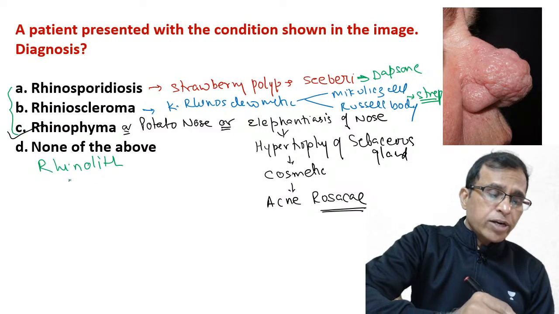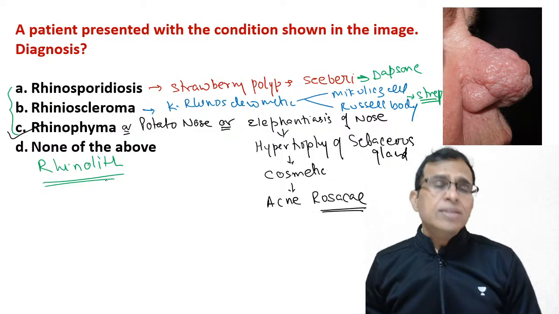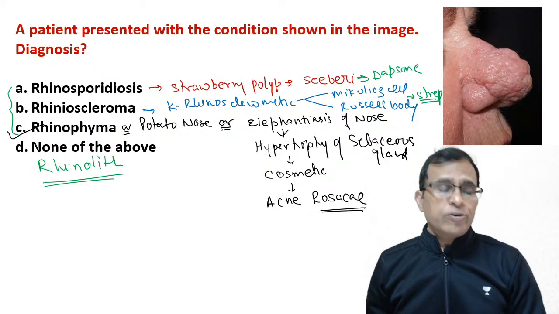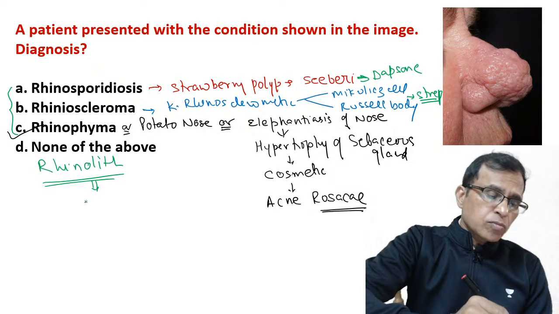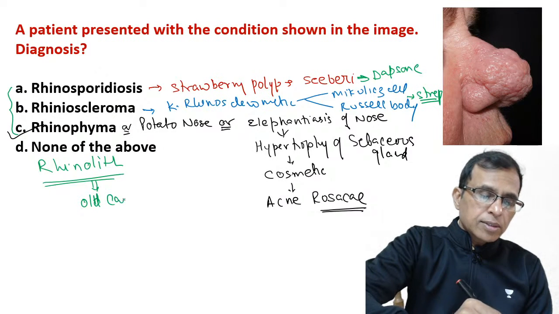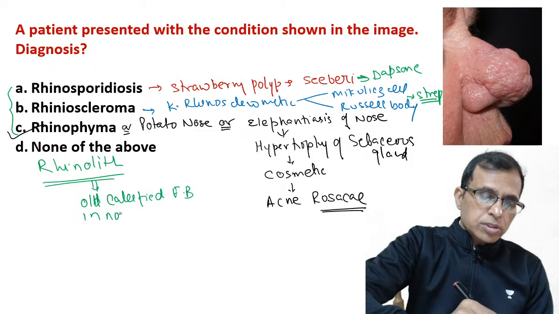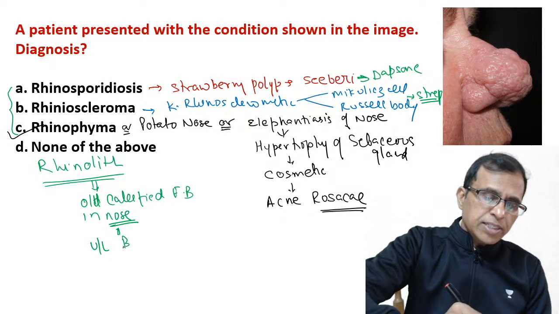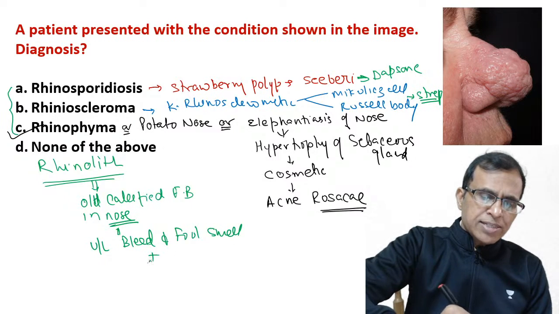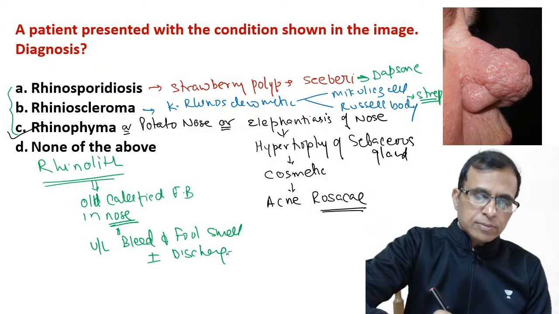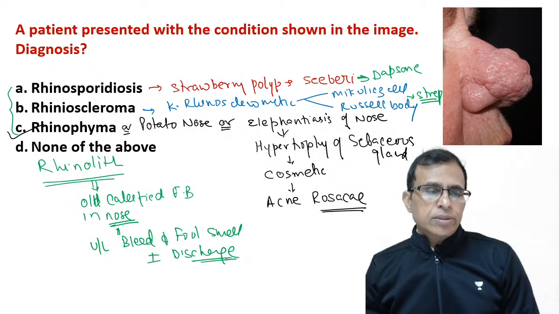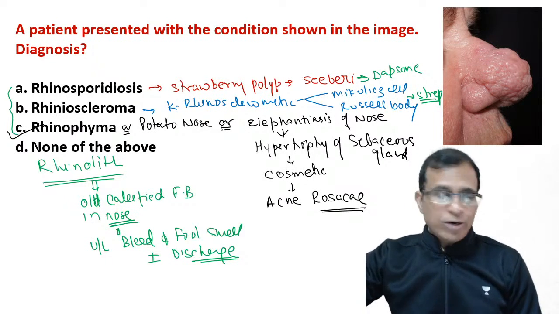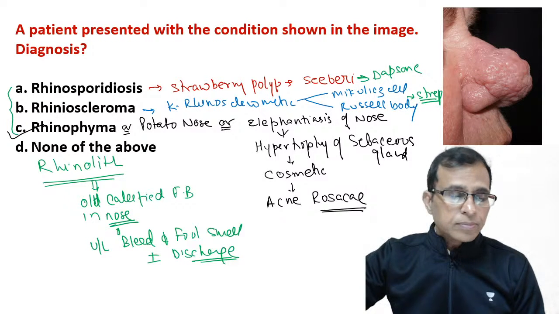Because these terms have rhino in it, the examiner thinks that you might get confused, and therefore they try to ask. And rhinolith, you know, is an old calcified foreign body in the nose, isn't it? And it presents as unilateral bleed and foul smell from the nose, plus or minus discharge also from the nose, right? So this will complete all the important points related to rhinophyma and the related topics. Next question.